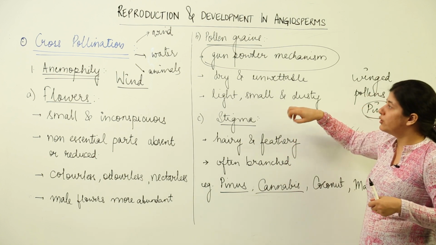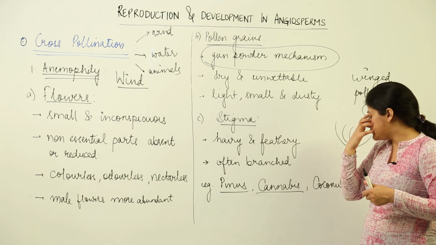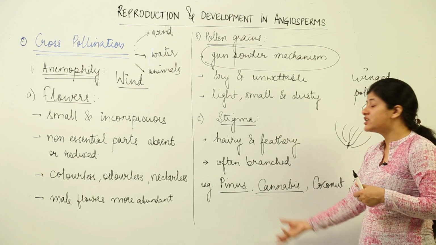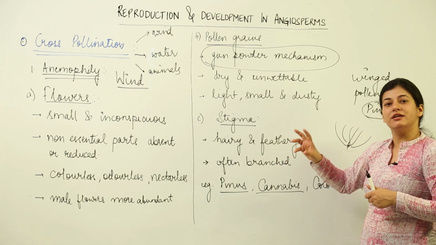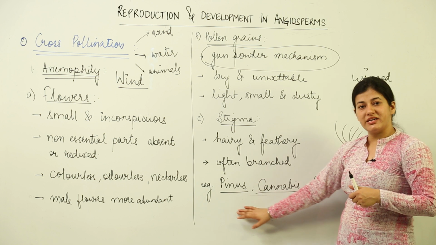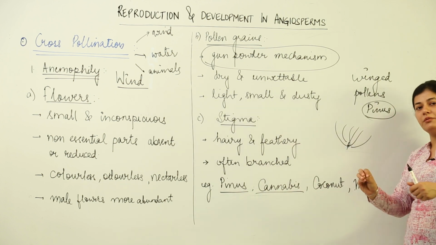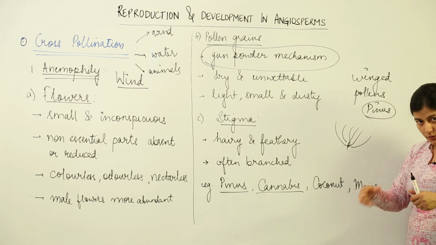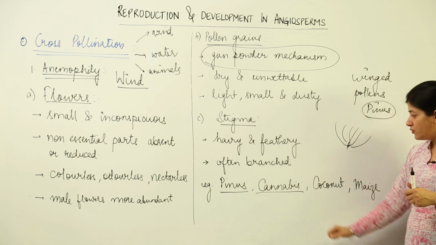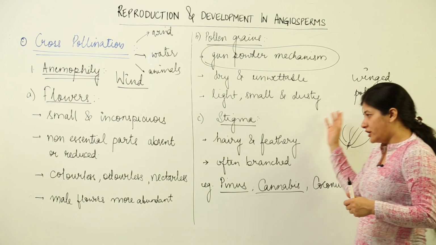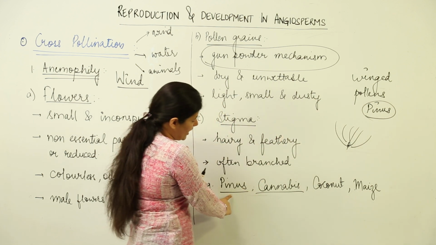So these are the few adaptations which the plants undergo, so that the process of pollination takes place and becomes less wasteful. As for examples, in case you don't remember any example, you just have to keep in mind that most of the grasses, the monocots, undertake this type of pollination, that is anemophily. The second example is Pinus. As I told you, it is having winged pollen.